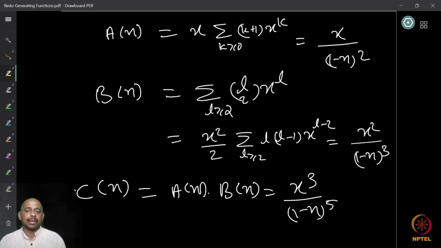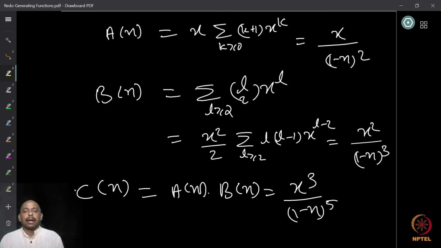Similarly, b of x is summation L greater than or equal to 2, L choose 2 into x raised to L, which, if you remember, if you take the derivative once, you will get n plus 1 into x raised to n minus 1. Now, if you take the derivative twice, you will get n into n minus 1 into x raised to n minus 2. So therefore, I will get L into L minus 1 into x raised to L minus 2.